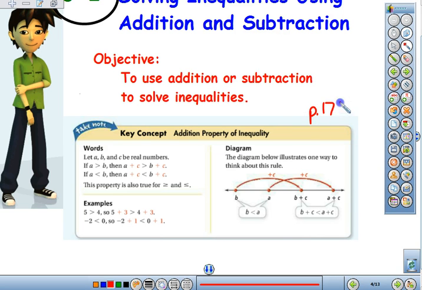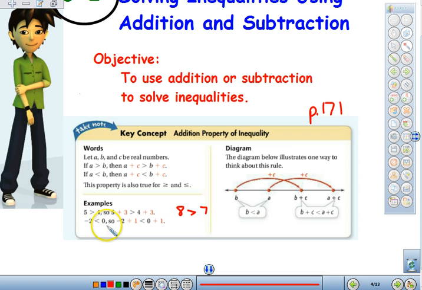I know some of them copied really lightly in the notes, but the key thing to remember is that you can add to both sides of the inequality or subtract, and the inequality stays the same. They give an example: 5 is greater than 4, and if you add 3 to both sides, we now get 8 is greater than 7.